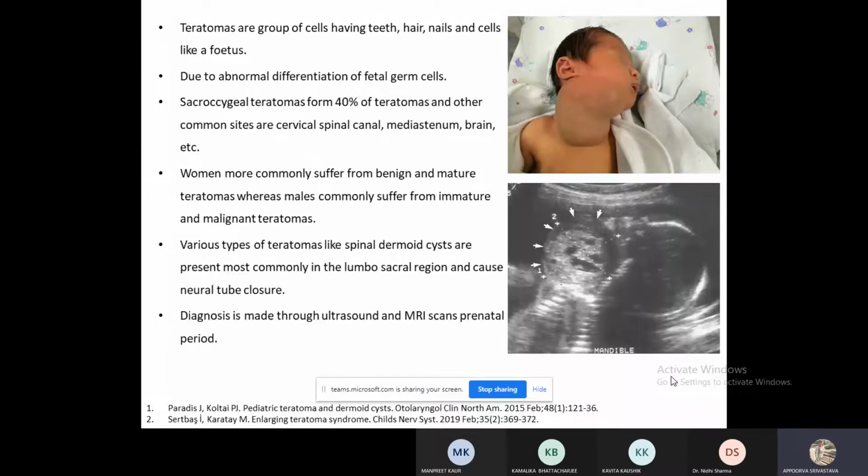Various types of teratoma, like spinal dermoid cyst, occur most commonly in the lumbosacral region and cause neural tube closure defects. Diagnosis is made through ultrasound and MRI scans in the prenatal period. Ma'am, the second picture shows a cervical teratoma with the arrows, and the first picture is of a thymus teratoma.